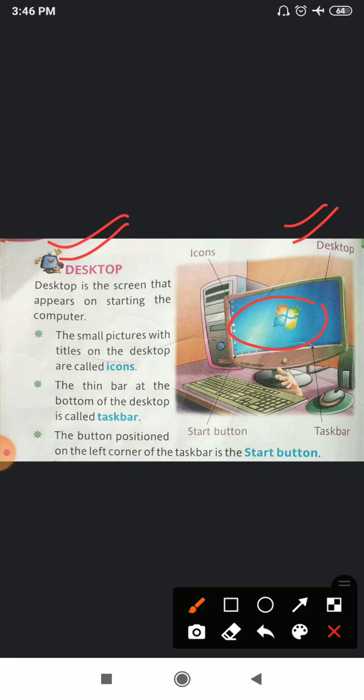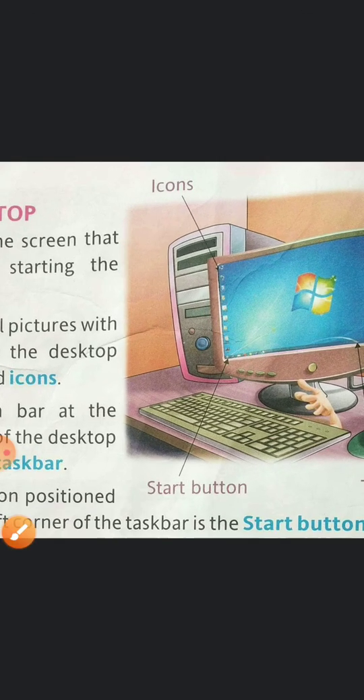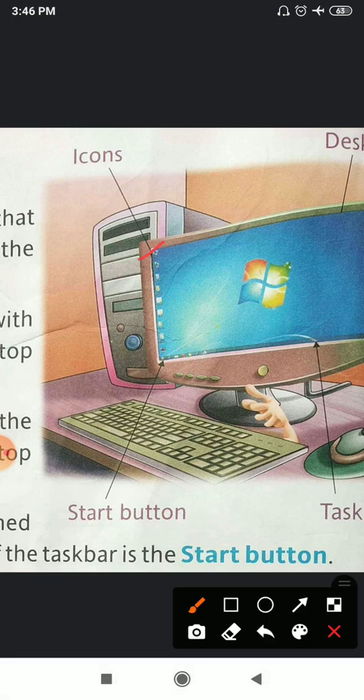Now component number 1: the small pictures with titles on the desktop are called icons. Here, this is a small picture with a title on it. This is called an icon. An icon is used to open or represent a program, file or folder, like My Pictures, Recycle Bin, My Computer.